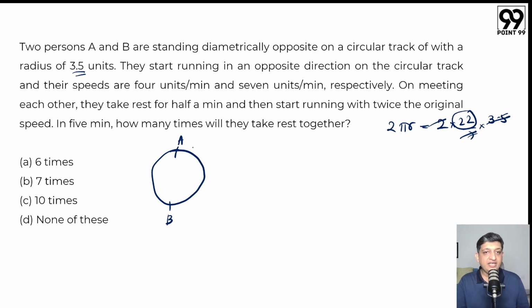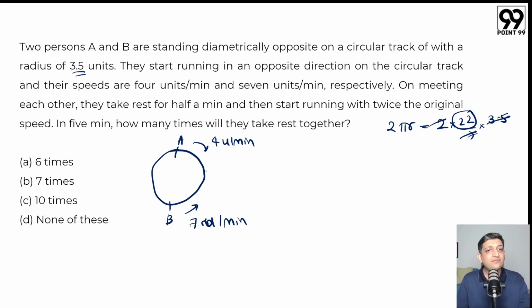Now they start running in opposite directions. Let's say A runs in the clockwise direction, B runs in the anti-clockwise direction, and their speeds are 4 units per minute and 7 units per minute respectively. That is what we know here. On meeting each other, they take a rest for half a minute and then start running with twice the original speed. In 5 minutes, how many times will they take rest together? That is the question. So let's start with this question.